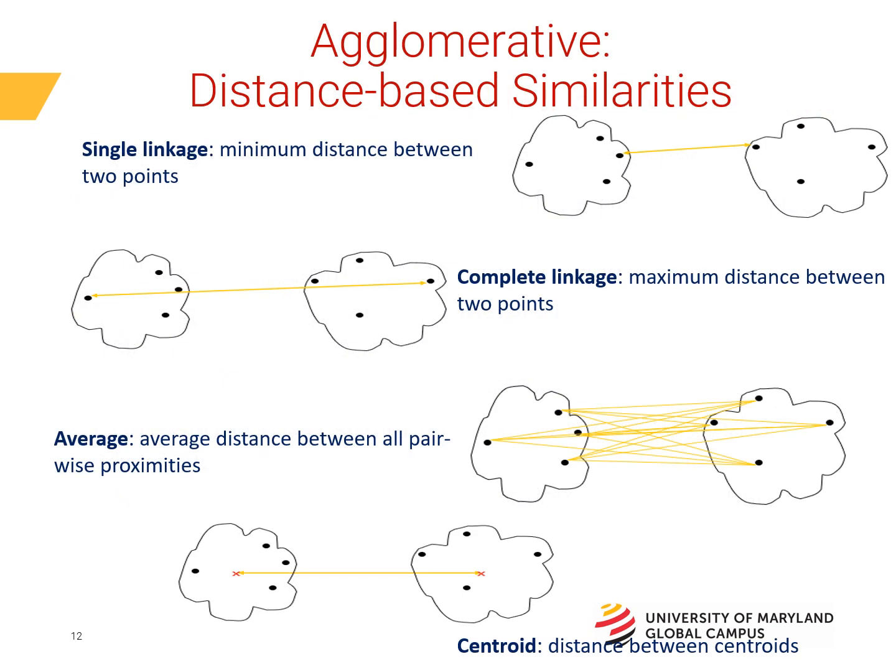When it comes to agglomerative clustering and distance-based similarities, there are four prominent approaches that deserve our attention: single linkage, complete linkage, average linkage, and centered linkage. Each of these methods offers a unique perspective on how to measure the proximity between clusters and ultimately shape the resulting hierarchical structure. Let's dive into the intricacies of these approaches and explore their implications.